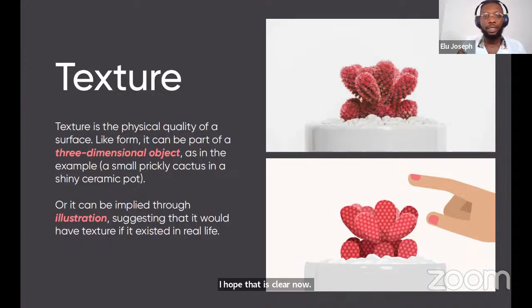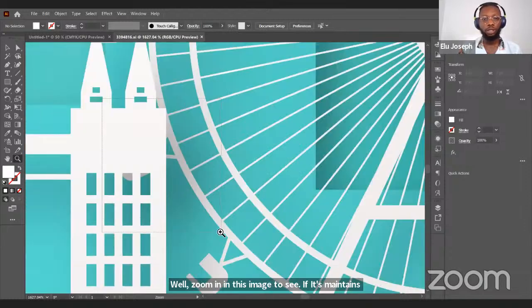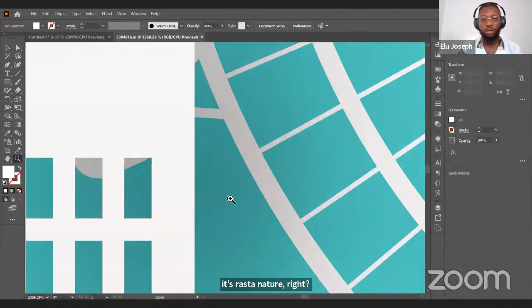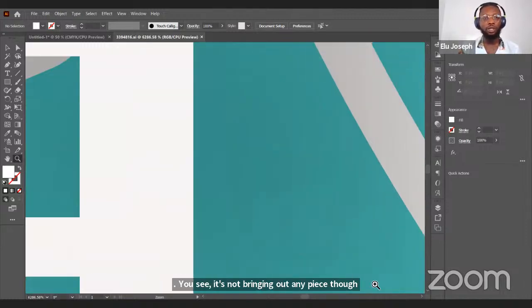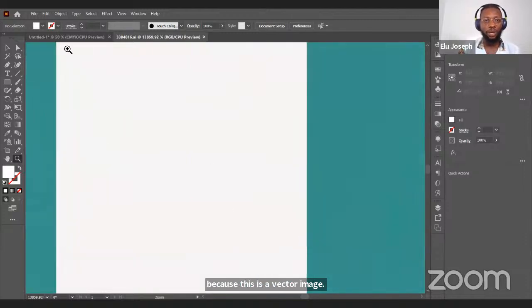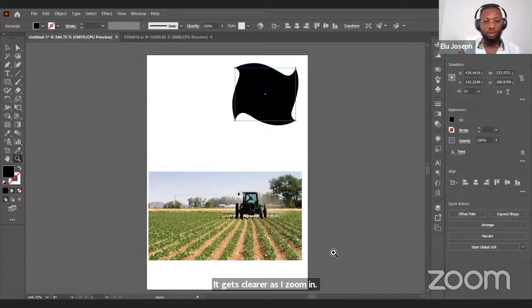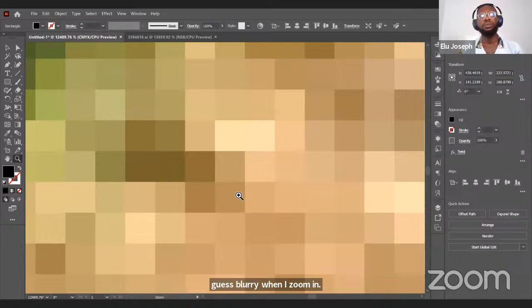Okay, so now let's go back to Illustrator. We are zooming in on this image to see if it maintains its raster nature. I'm zooming in, just keep watching closely. You see, it's not bringing out any pixel because this is a vector image. It gets clearer as I zoom in, compared to this one that gets blurry when I zoom in and brings about pixels.